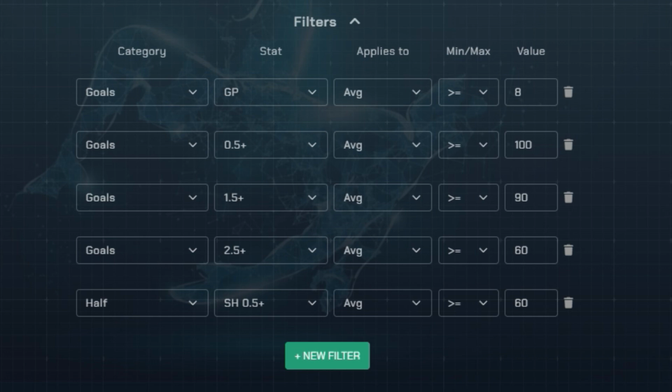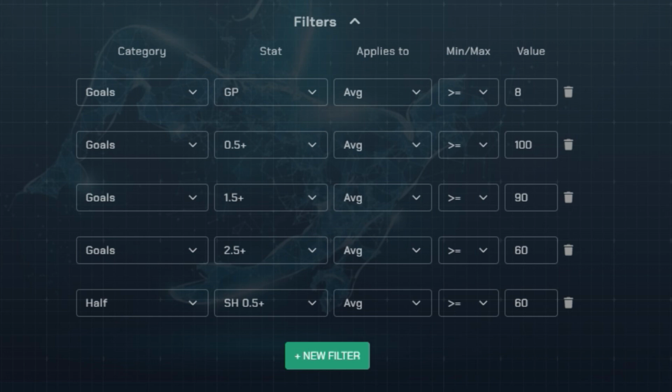The more matches played, the more accurate and reliable the team's current performance and trends become, making it easier to predict outcomes like goal scoring patterns. Next, we implement 3 important goal filters: the 0.5 goals, 1.5 goals and 2.5 goals, focused on season-long stats. The 0.5 goals filter is set at 100%, meaning we're looking for games where at least one goal has been scored in every match so far.